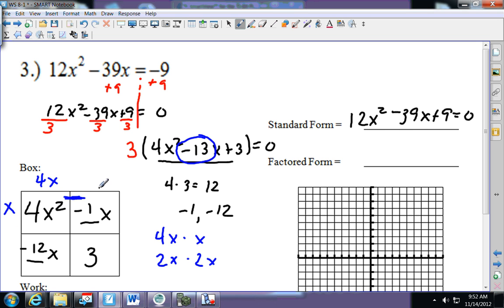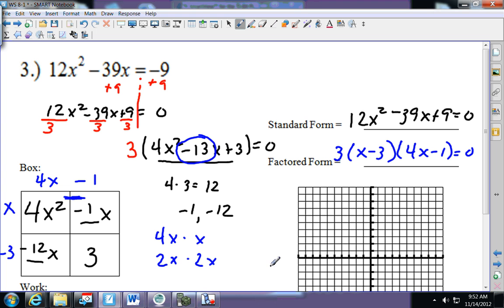So now x times what gives me negative 1x? Negative 1. 4 times what gives me negative 12? Negative 3. So now I've got, don't forget that 3 on the factored form, x minus 3 times 4x minus 1 equals 0.